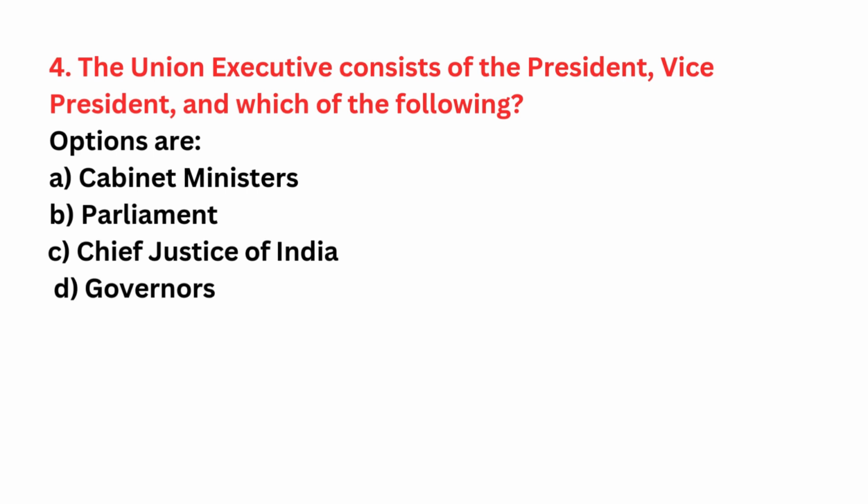4. The Union Executive consists of the President, Vice President, and which of the following? Options are A. Cabinet Ministers, B. Parliament, C. Chief Justice of India, D. Governors.